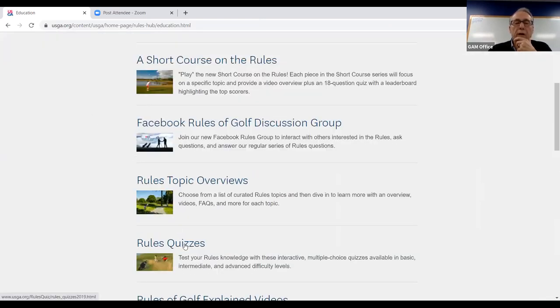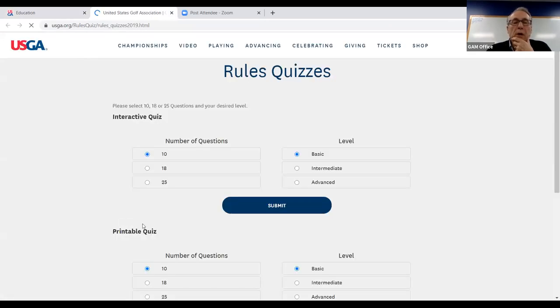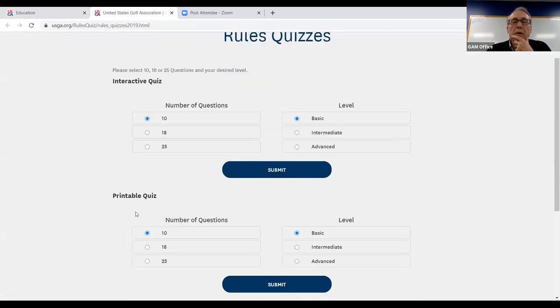I suggest that all the volunteers, all of our rules officials, should try to take a rules quiz every day if they can, just a short one. You can do an interactive one, pretty simple to do. You can choose the number of questions you want to take, depending on how much time you have. It's a good learning process. So we'll choose 10 questions. Or do you want to do more than 10? Let's do just 10. And we'll choose intermediate level. And we'll work through these together.